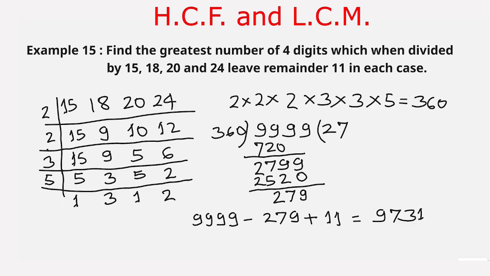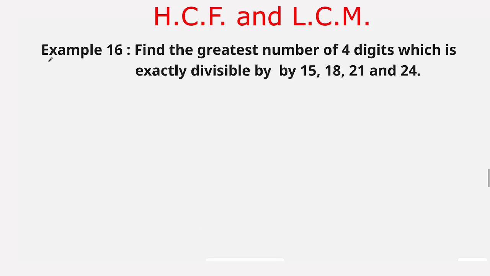We go to the next question. Our next example is example 16. Find the greatest number of 4 digits which is exactly divisible by 15, 18, 21 and 24.